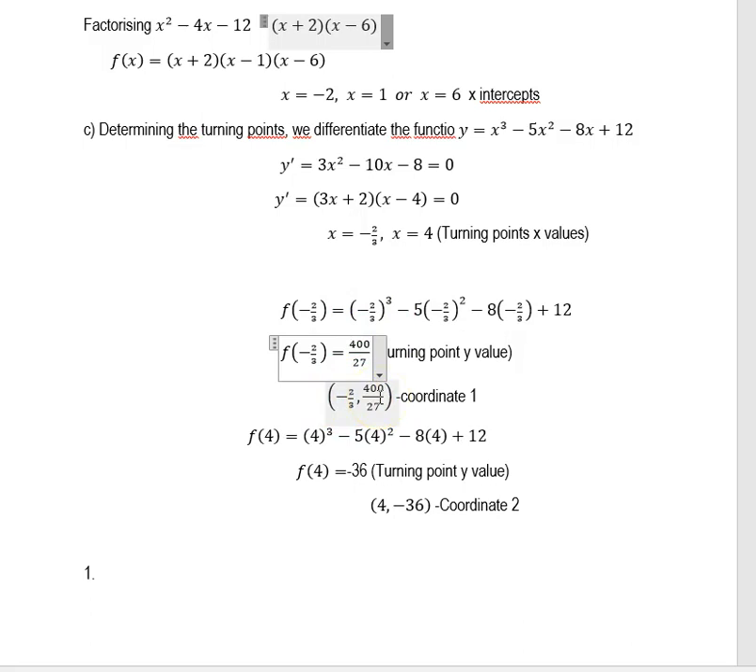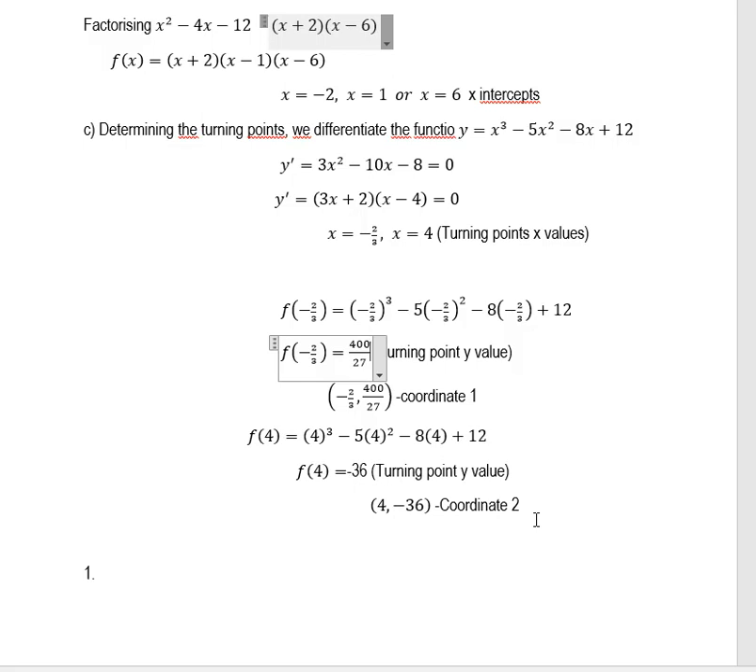Now the second turning point for y, we use the second value of x there. So I use x as 4 in my original function. If I do that by substituting for x, I'm going to find out that my y will be minus 36. So writing that in coordinate form, it will be 4, minus 36. That's your second coordinate of your turning point.